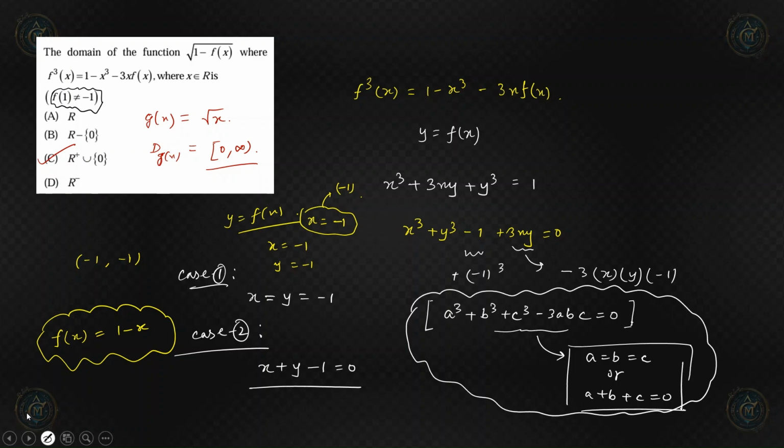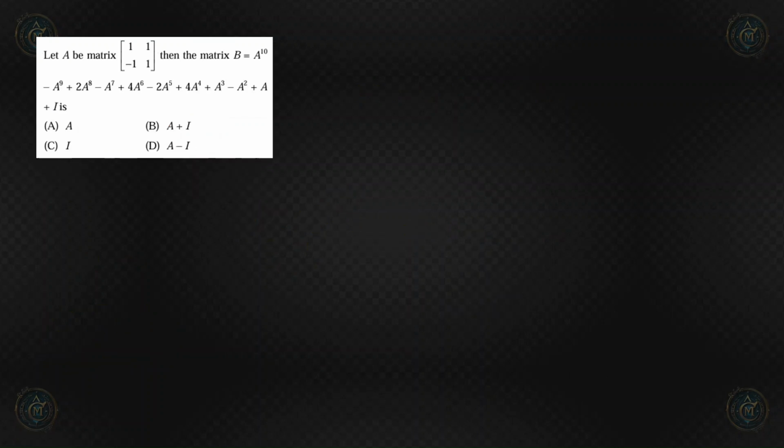So let's move on to the next question here. The next question is saying: let A be a matrix, this, okay, then the matrix B equal to this matrix is what? So we can use the concept of characteristic equation to find some higher powers of this matrix A. If you don't know about characteristic equation and application of eigenvalues, you can click on the I button here to watch the separate video that we made on this topic.